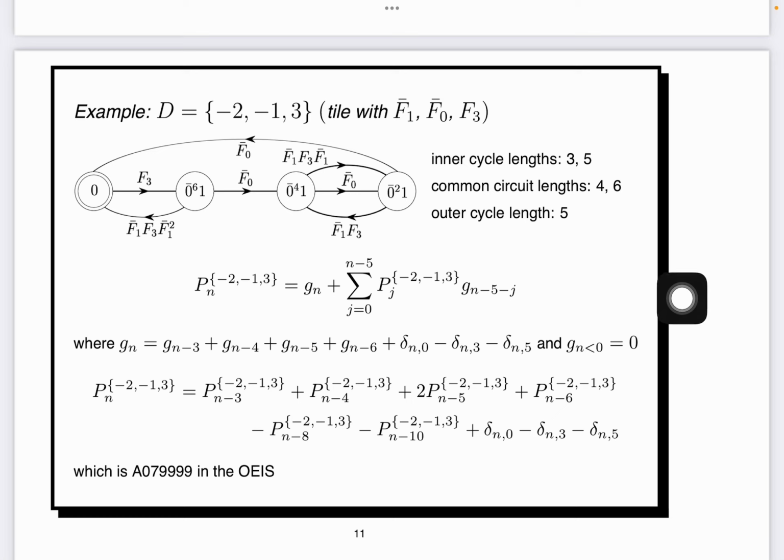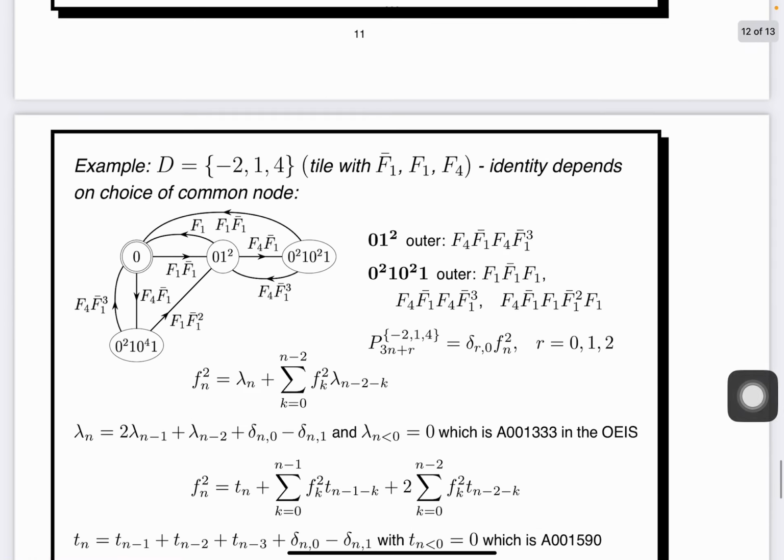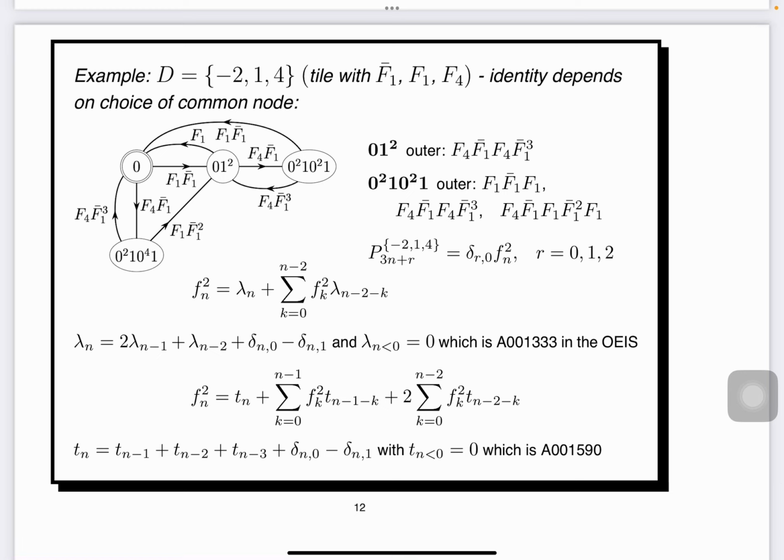The number of permutations with that restriction, -2, -1, 3, from our original big formula turns out to be this, which is this sequence in the online encyclopedia. Our next example, this one, for some d, you actually end up with rather simple looking numbers of permutations. In this case, this is actually the Fibonacci numbers squared.